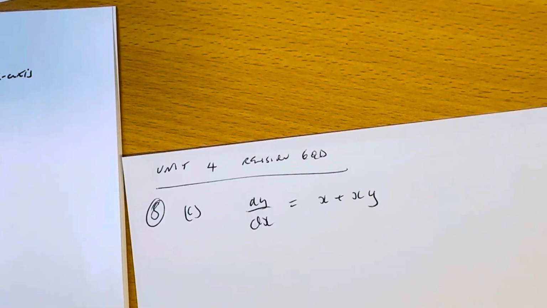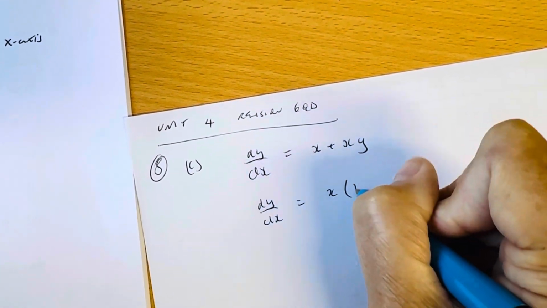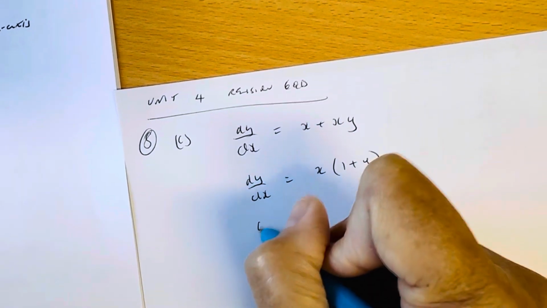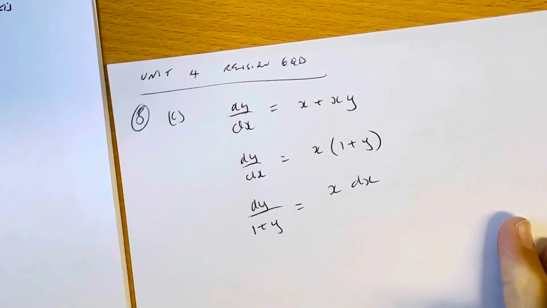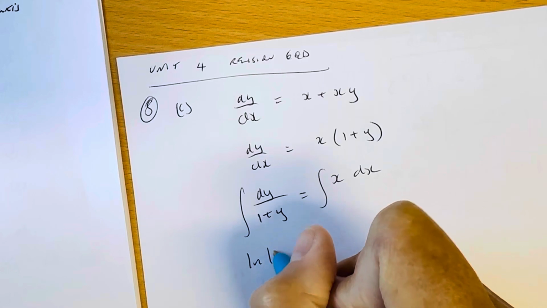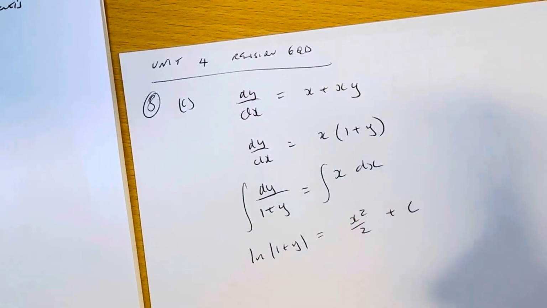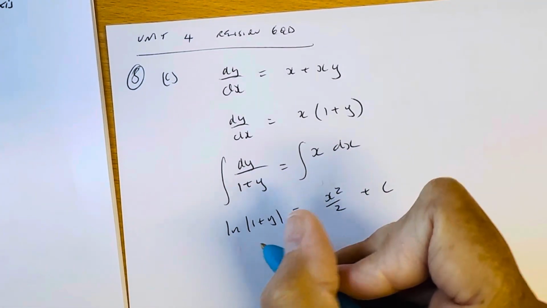Now we need a way to separate our variables. So dy/dx equals x(1 plus y). Just do a simple factorisation. Then we can do 1 over (1 plus y) dy equals x dx. Integrate both sides: ln|1 plus y| equals x squared on 2 plus c. So quite straightforward integrations on both sides.